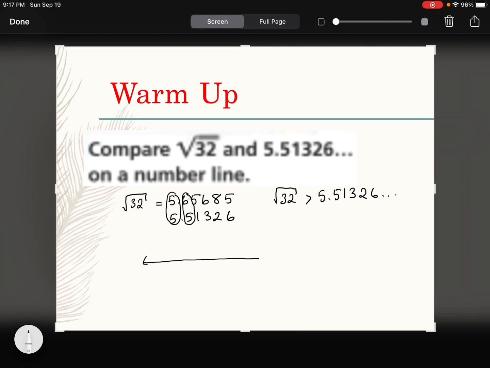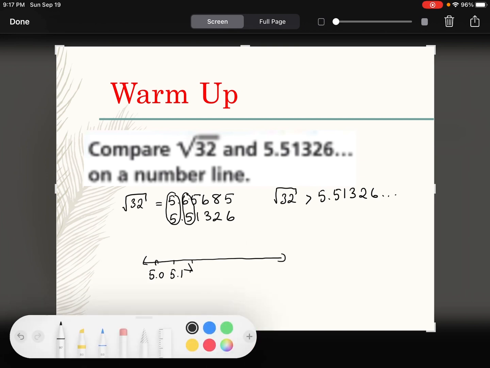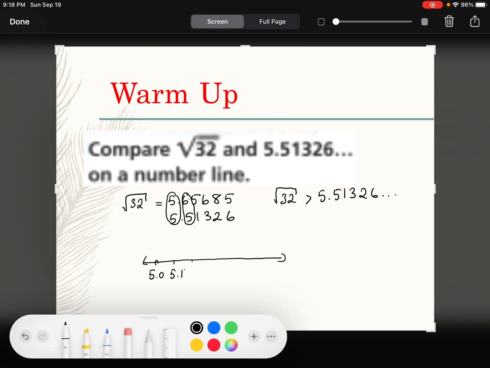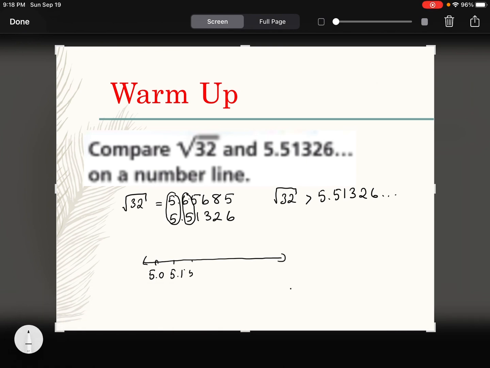I will use the bottom side. For example, if it's 5.0, 5.1, let me use the eraser. 5.2, 5.3, 5.4, 5.5, and 5.6.